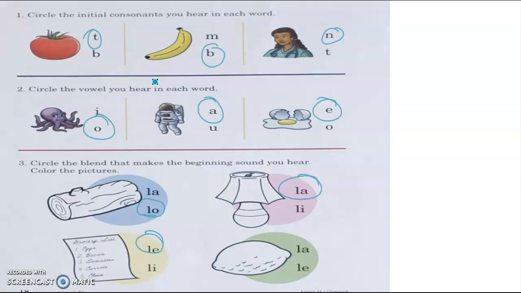If it was the li blend, it would be litter. And that's not what this is. This is a letter. All right, this is a lemon. Oh, it took me a minute to figure out what that was. A lemon. La, or le. Le for lemon. Good. All right, friends.